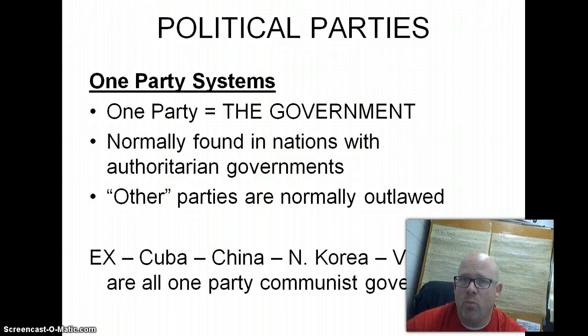Examples of countries that have one-party dominant systems are communist countries, or countries that have taken on the communist ideology and formed political parties. And you can see Cuba, China, North Korea, and Vietnam are examples of one-party systems.